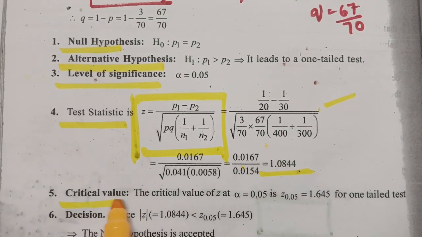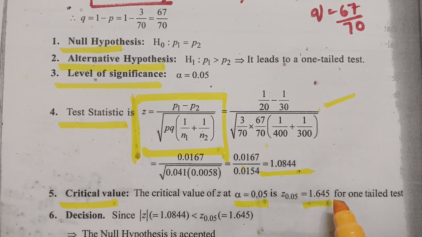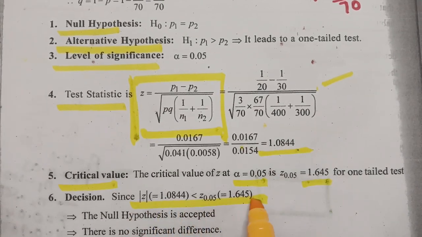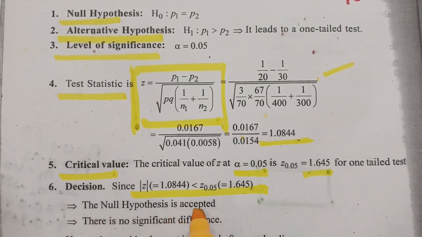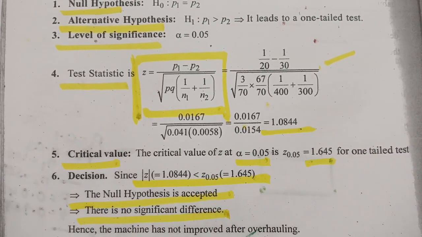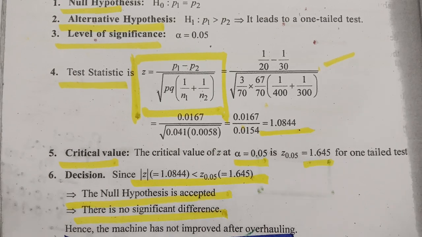1.0844. So the critical value at 5% level of significance is 1.645. The calculated value is clearly less than the tabular value, and therefore the null hypothesis is accepted and there is no significant difference. Hence the conclusion is that the machine has not improved after overhauling.